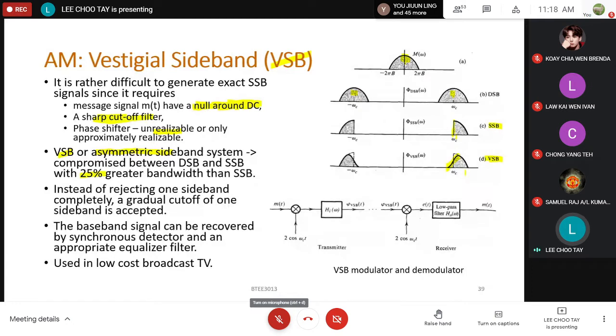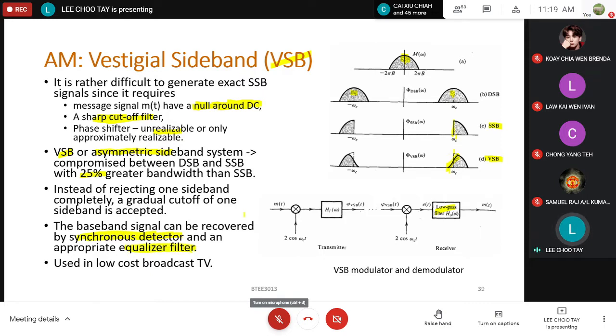As far as the recovery at the receiver is concerned, same thing. We recover it the same way as we recover the single sideband signal, so we use a synchronous detector. The trick here is you need to have a filter, a low pass filter that attenuates the additional components from the lower sideband that you do not want, and then boosts some of the frequency components here. This is called an equalizer filter.